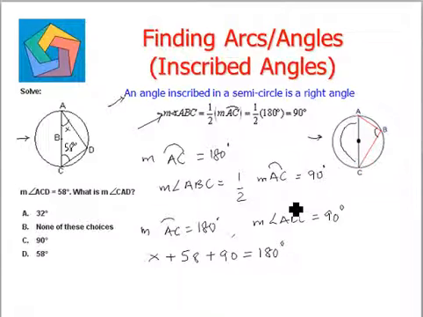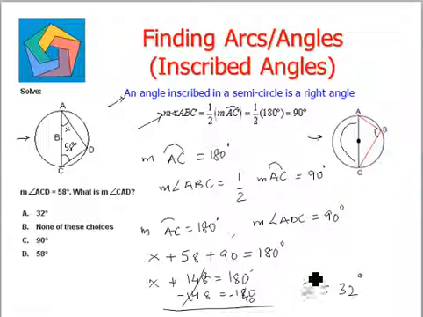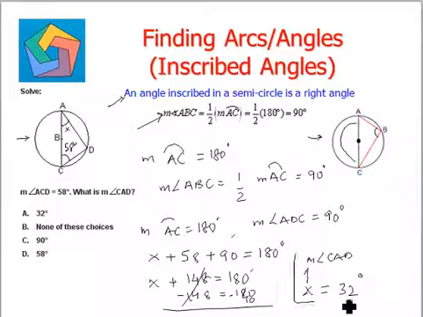So now we'll add 90 with 58. So X plus 148 equals 180 degrees. We subtract 148 from both sides. X equals 180 minus 148, that is equal to 32 degrees. Therefore the measure of angle CAD equals 32 degrees. This is the final answer. Can be seen in option A. Let's move on to the next question.